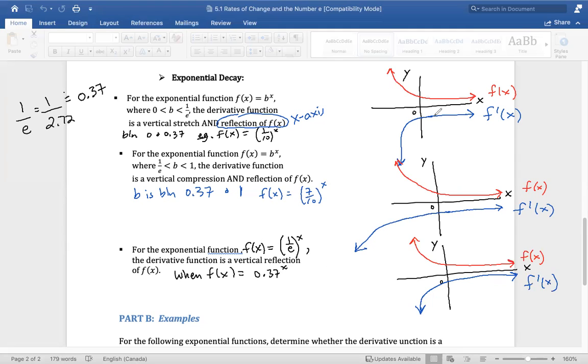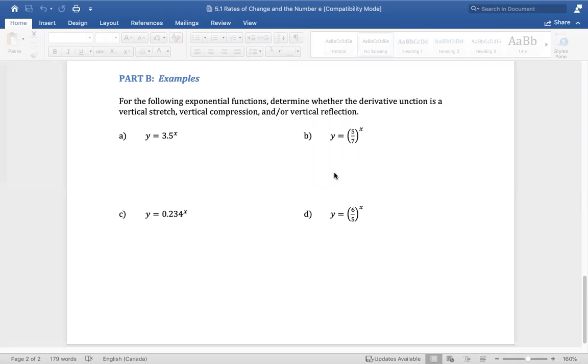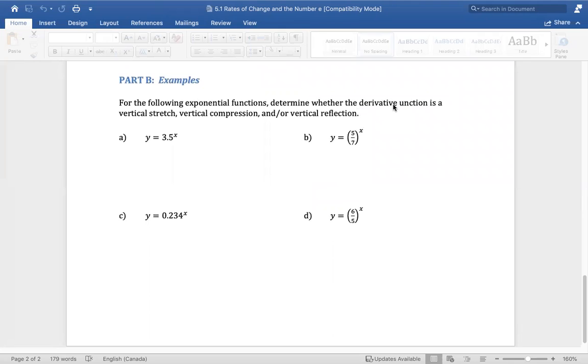So now let's practice this here. For the following exponential functions, determine whether the derivative function is a vertical stretch or a vertical compression. So it's going to be one or the other. Can't be both there, right? But and or a vertical reflection. You can't have a vertical stretch and a reflection, or vertical compression and a reflection, or just a stretch or compression with no reflection. So if we simply look at y equals 3.5 to the exponent of x, right?